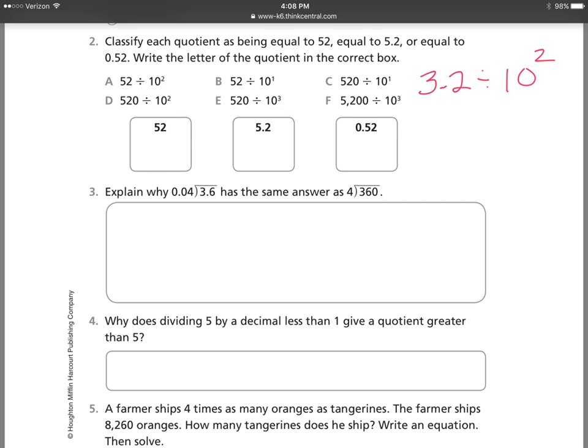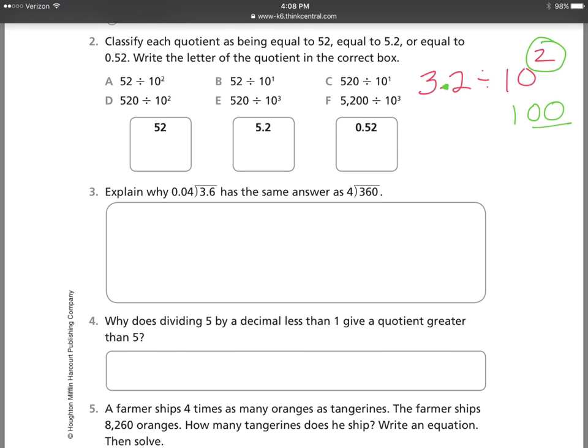Let's look at another problem here, one that already has a decimal in it. Here we have 3 2/10 divided by 10 to the second power. 10 to the second power, as we know, is 10 times 10. 10 times 10 has 2 zeros in it. 10 times 10 is also equal to 100, which has 2 zeros. But this exponent is really all you need to tell you how many zeros you're going to have and how many times you're going to move the decimal.